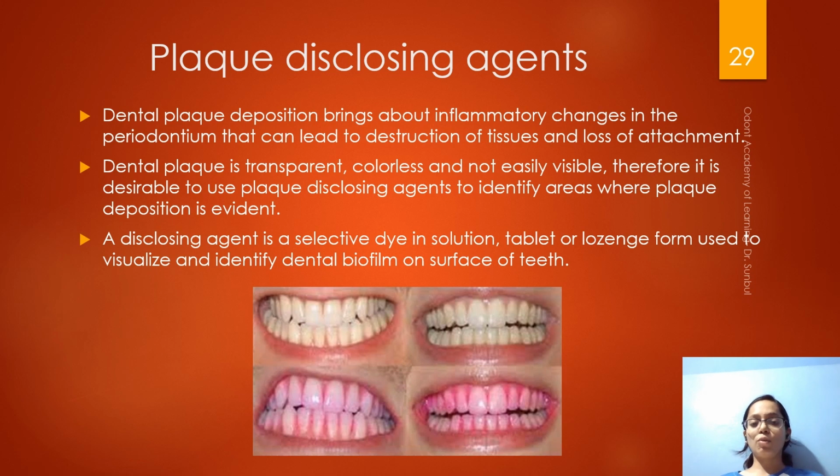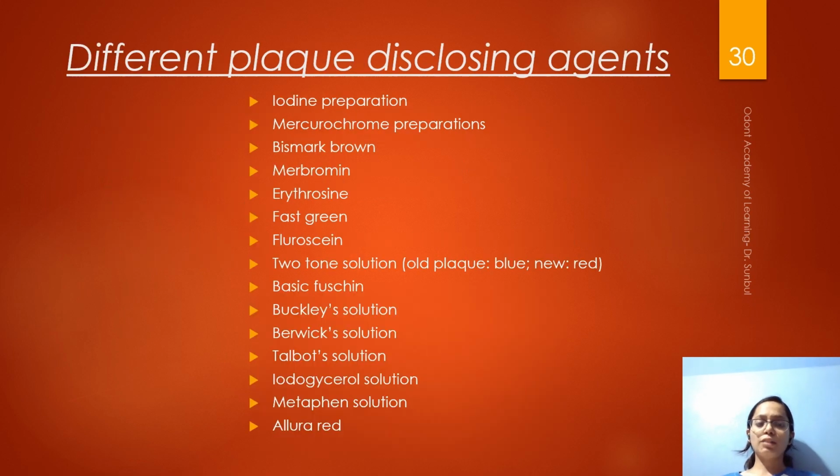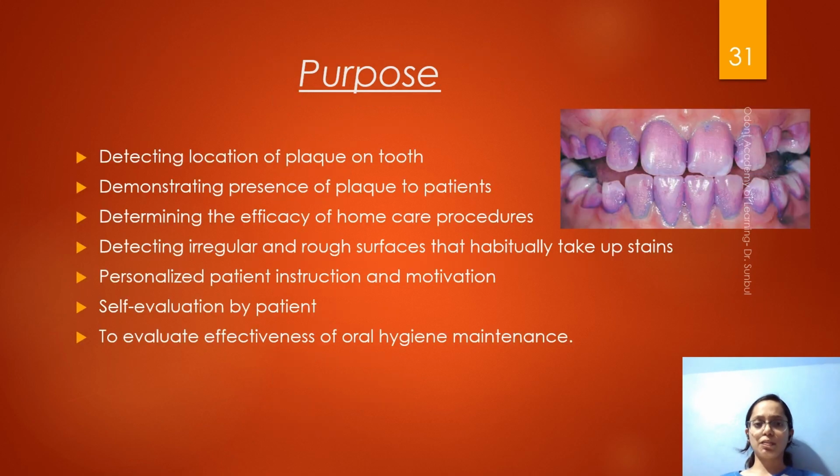These can be in the form of selective dyes, tablets, or lozenges, where not only can we see it, we can also educate the patient and show them what is their maintenance of plaque on their teeth. Okay. So there are different plaque disclosing agents: the iodine preparation, mercurochrome preparation, Bismarck brown, merbromin, erythrosine, fast green, fluorescein, and two-tone dyes. So there are a lot of things which are available in the market.